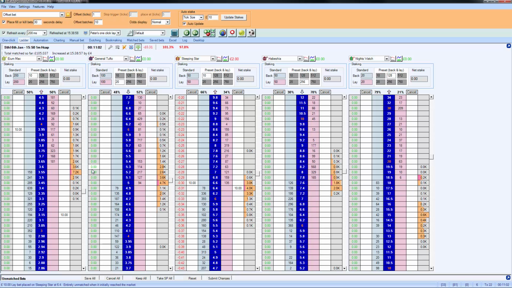I'll leave those orders there for a second. This is the most common mistake people make, clicking on both sides and then instantly creating a loss, which is not a very sensible thing to do.